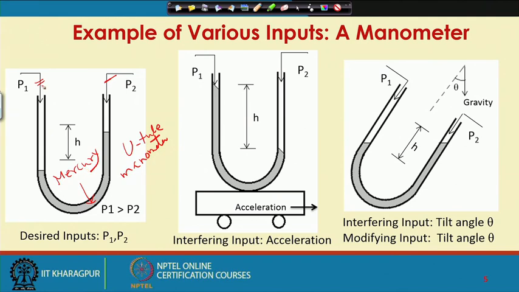Now, when both these limbs are connected to the same pressure source, let us say both the limbs are open to atmosphere. It means that both the limbs are connected to the same pressure source, which is equal to the atmospheric pressure. In that case, the level of the mercury in both the tubes will be the same. Say, if P 1 equals P 2, maybe the level of the mercury will be like this. It will be the same in both the limbs.